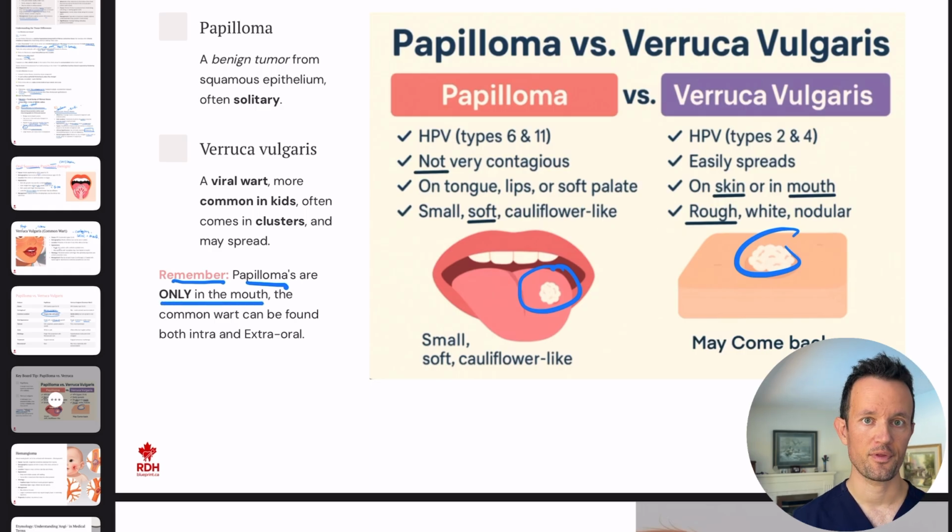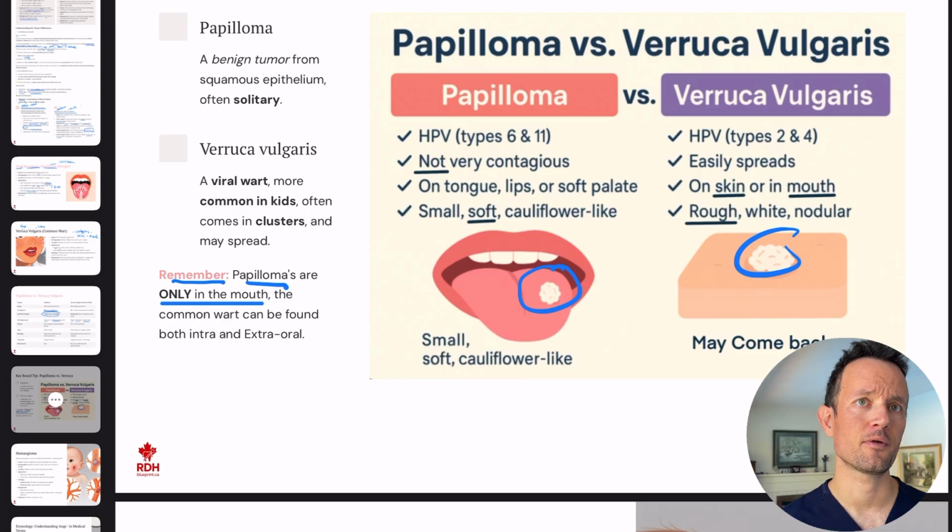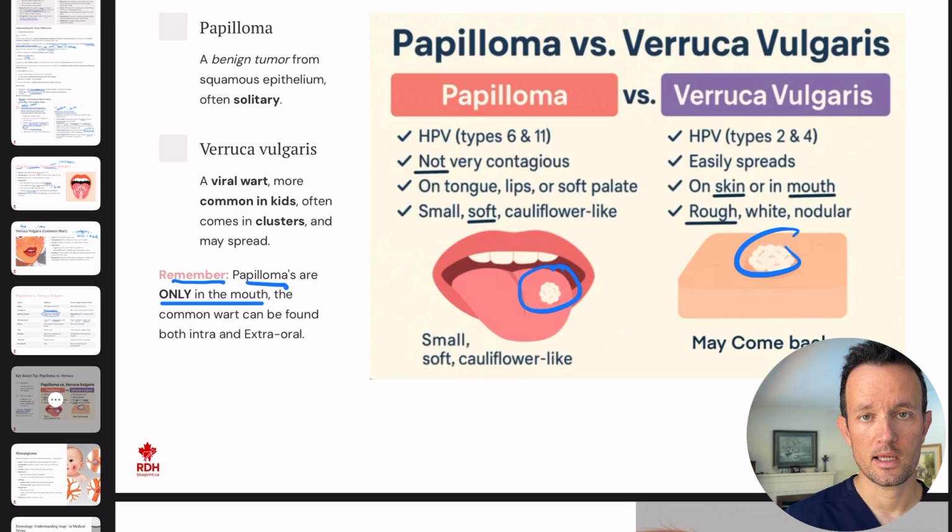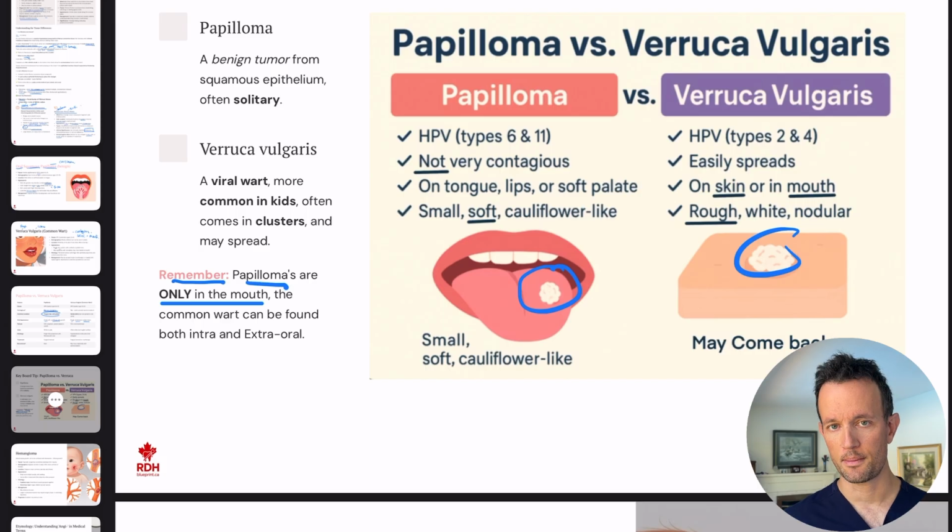That's the key thing. So if they describe a lesion that's growing out of the mouth, about 2 millimeters, a papule that's sticking out and it's on their cheek, is it likely to be papilloma or verruca vulgaris? You need to be thinking, papilloma is only in the mouth, therefore it's verruca vulgaris. However, if they say you're seeing the same lesion, it's kind of a rough surface, pink to white, and it's inside the mouth, now they want you to know if it's papilloma or verruca vulgaris.